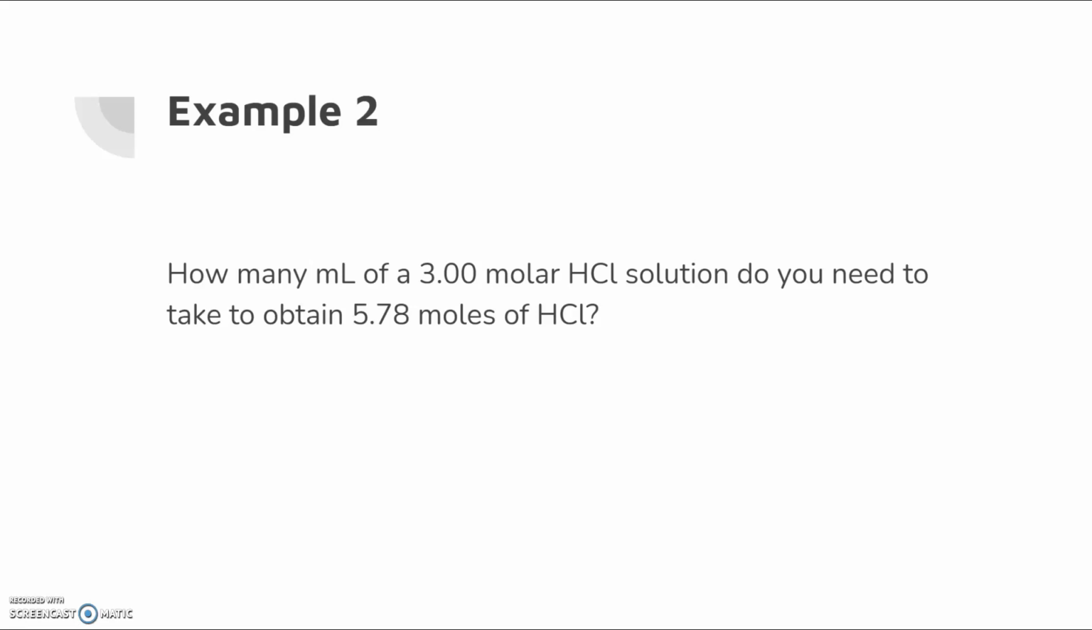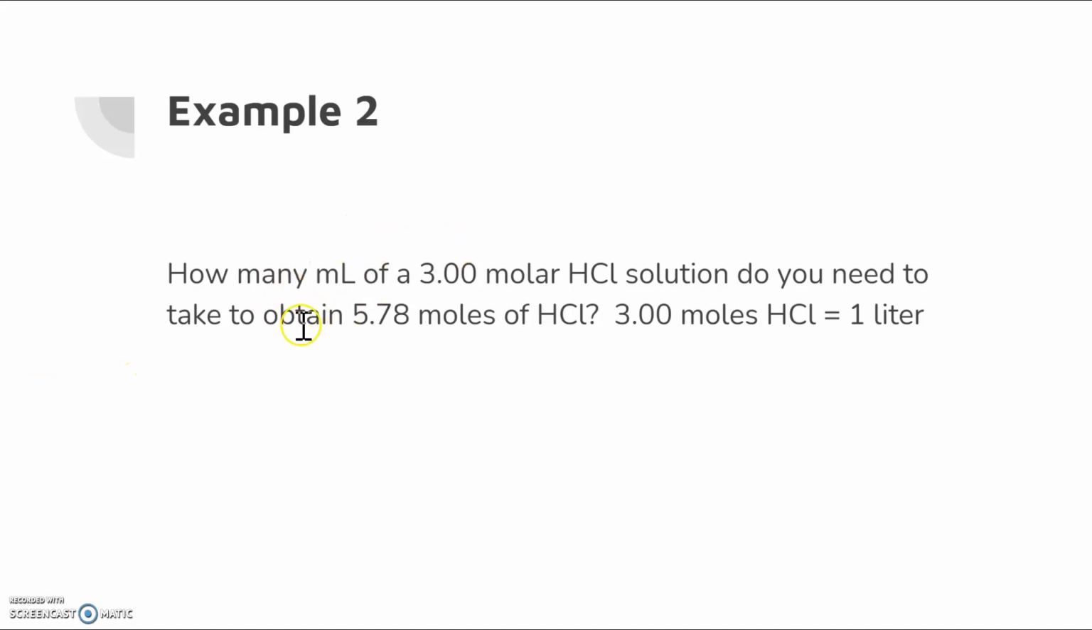Here's example 2. How many milliliters of a 3.0 molar hydrochloric solution do you need to take to obtain 5.78 moles of hydrochloric acid? First thing I'm going to do is remember that this 3.00 molar really means that there are 3.00 moles of HCl equals 1 liter. And I'm going to actually write that down so I don't forget. Then I'm going to solve the problem like I solve all other unit analysis problems.